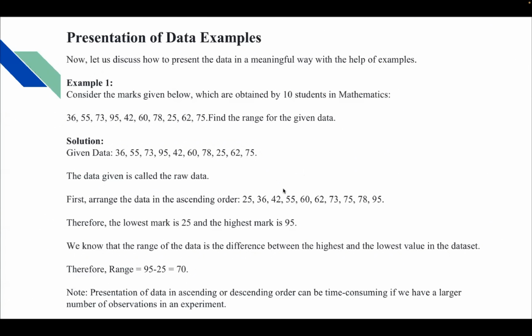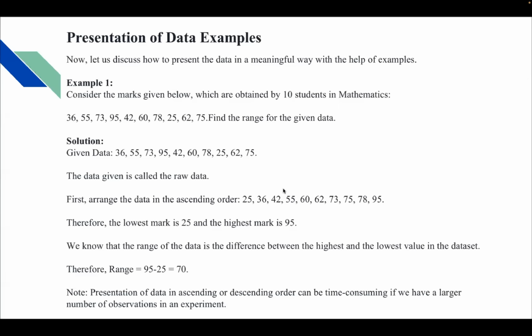So the data given is called the raw data. First we arrange data in ascending order from the least to the highest, which is 25, 36, 42, and so on until you get to 95. Therefore, the lowest mark is 25 and the highest mark is 95. To find the range is just to subtract the lowest from the highest value in the data set. And when you do that, you will get 70.